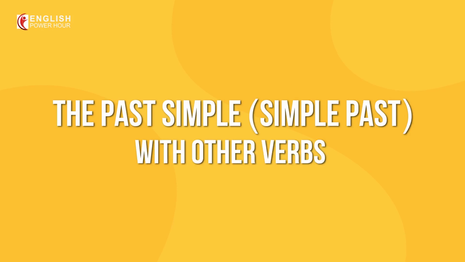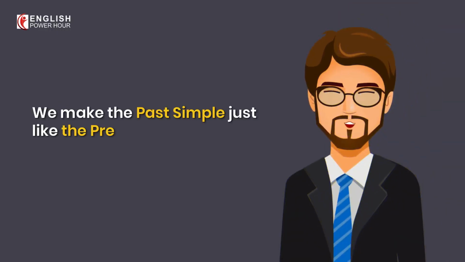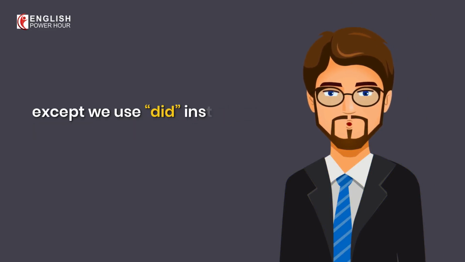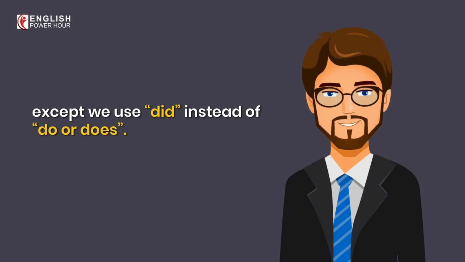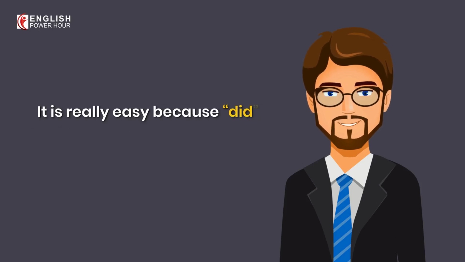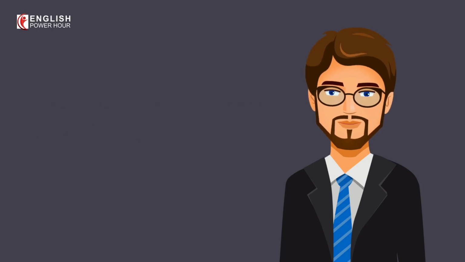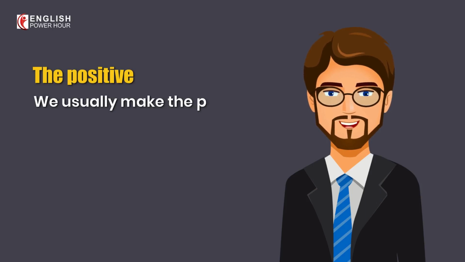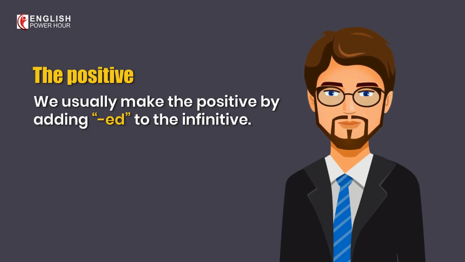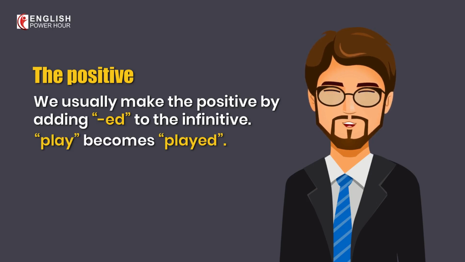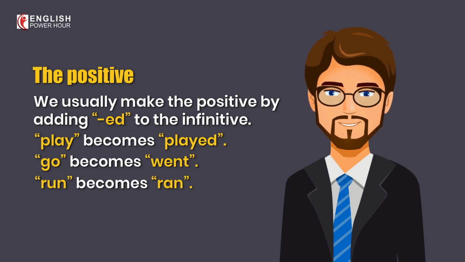The past simple, simple past with other verbs. We make the past simple just like the present simple, except we use did instead of do or does. It is really easy because did doesn't change, even with he, she, or it. The positive. We usually make the positive by adding ed to the infinitive. For example, play becomes played. However, there are some verbs that are called irregular verbs. For example, go becomes went, and run becomes ran.